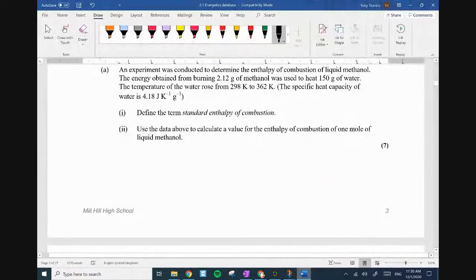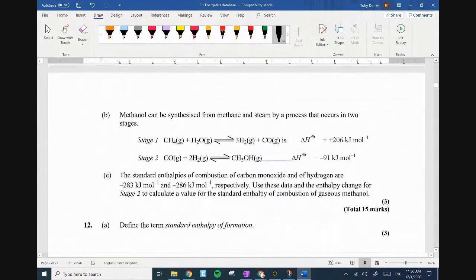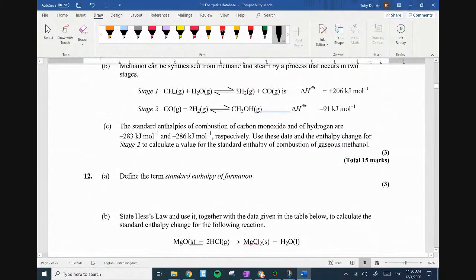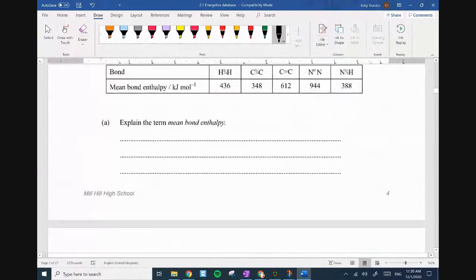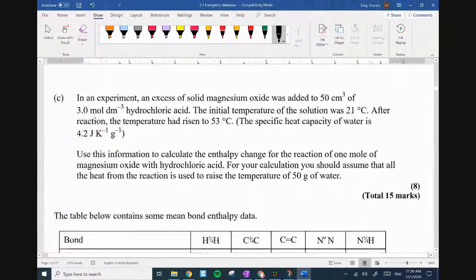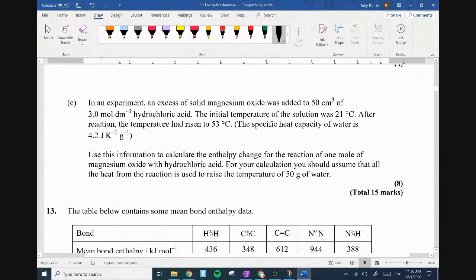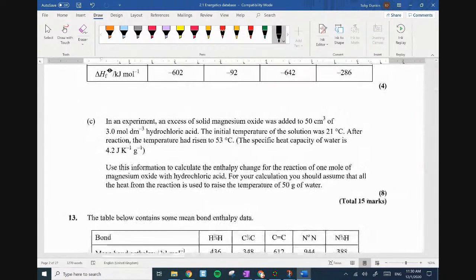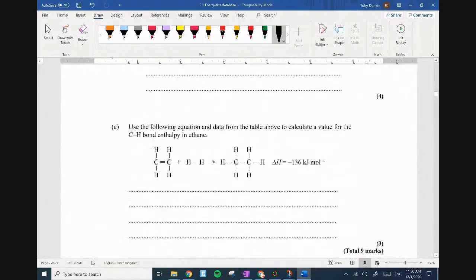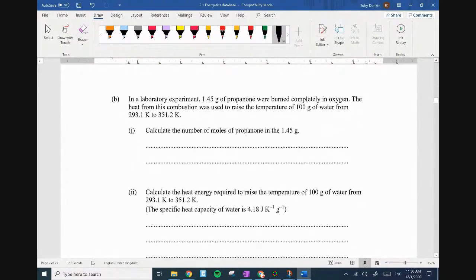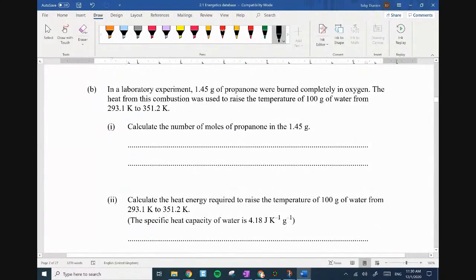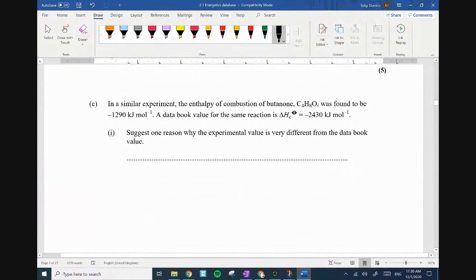Let's go for the next one. Enthalpy cycles. I want to find one that's tricky. Magnesium. Right, guys, what I'm going to do is I will put together a booklet of all these. Propanone, 100 grams of water, fairly standard.